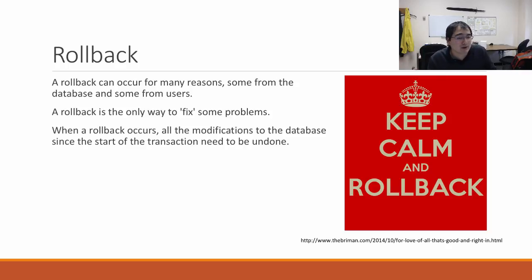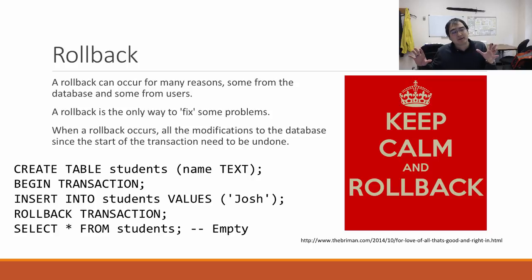So what would this look like? Well, here's a transaction that has a rollback in it. I create a table called students. I begin a transaction. I insert into the table students the value Josh. And I go, oh, shoot, Josh isn't a student. I should not have done that. That was bad. So I'd say rollback transaction. And then if I do select statements, it won't show that Josh is in the database because that change to the database, adding Josh to the table students, was never committed. It was rolled back instead.